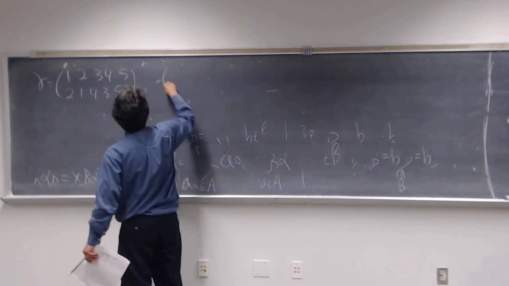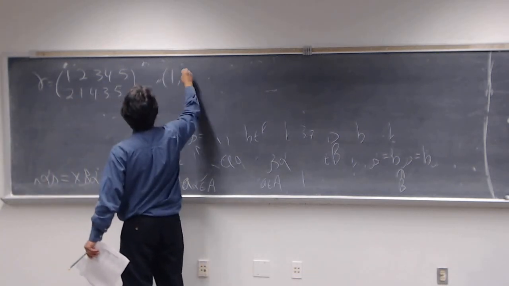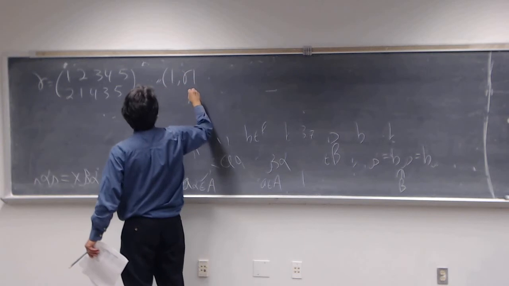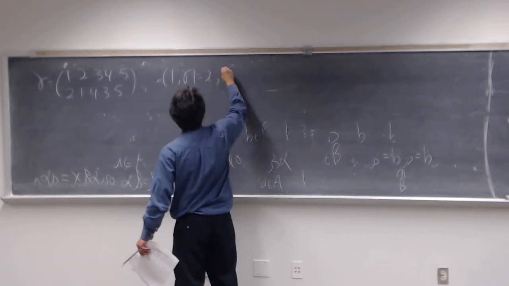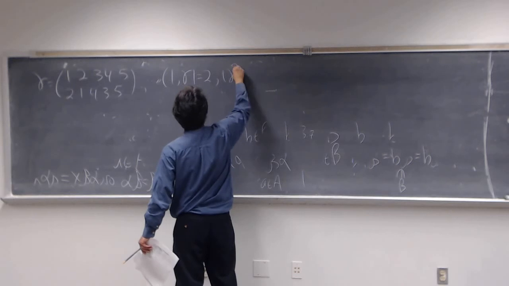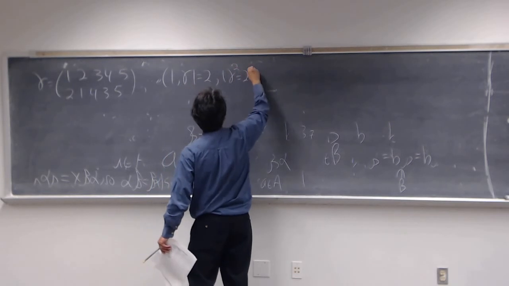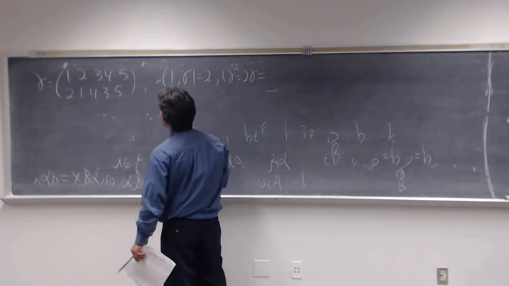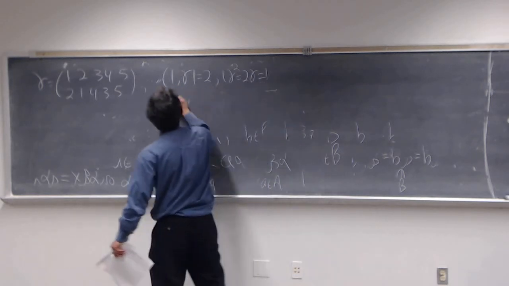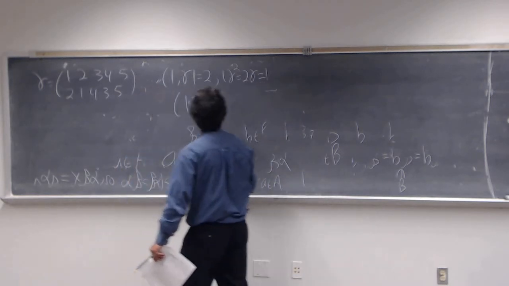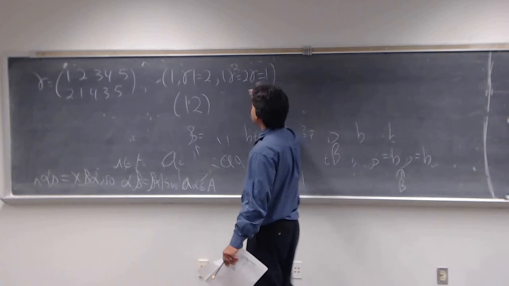So we basically would have 1, and gamma of 1 is 2. Then gamma squared of 1, but that's just the same thing as gamma of 2, which is back to 1. So that would give us the cycle 1, 2. And that's an orbit.